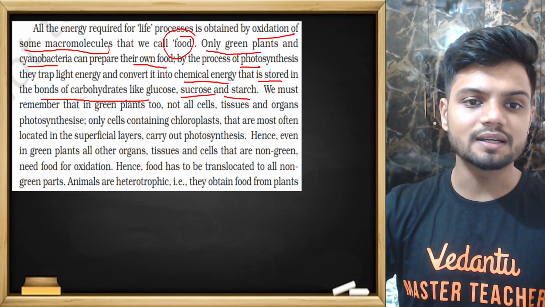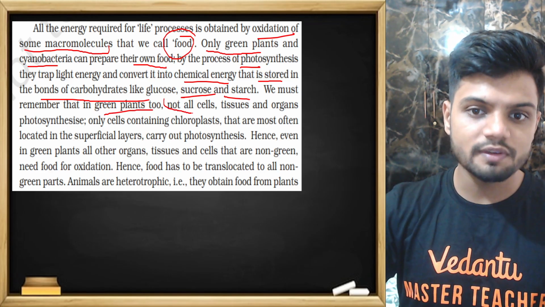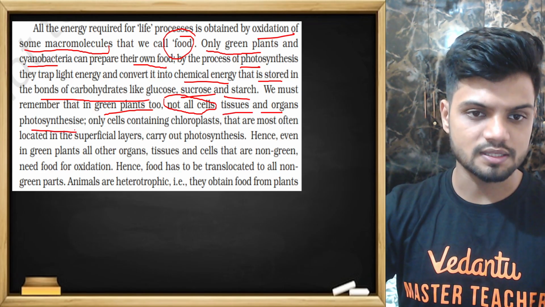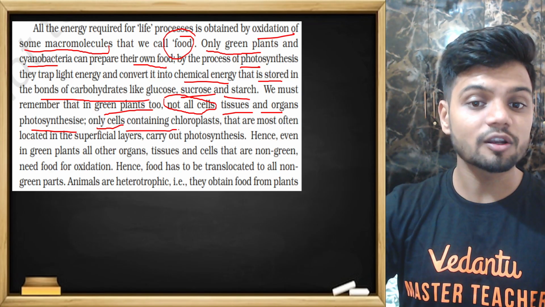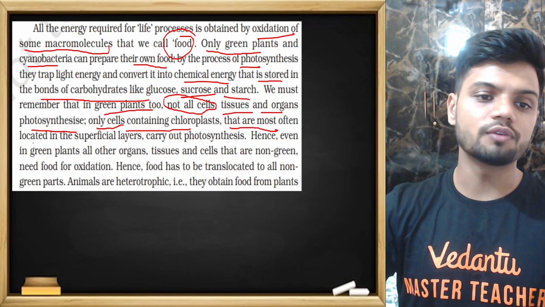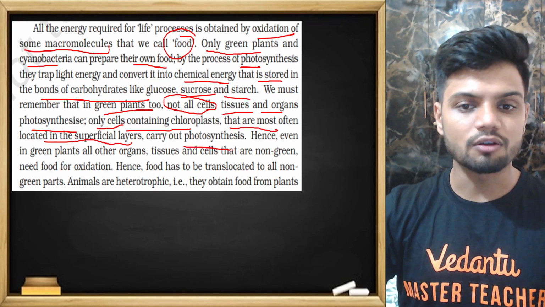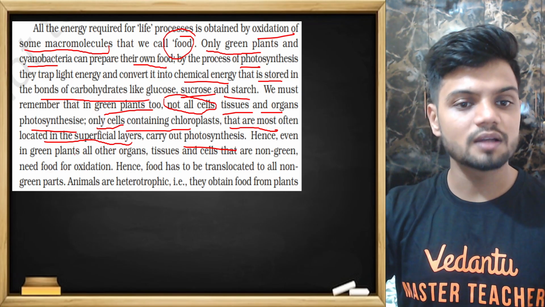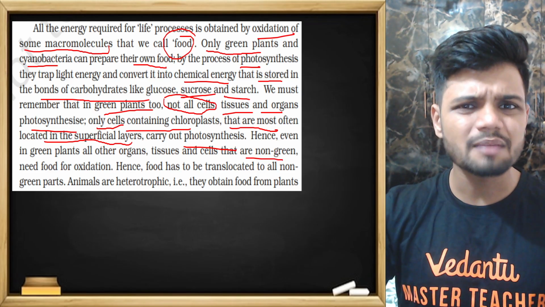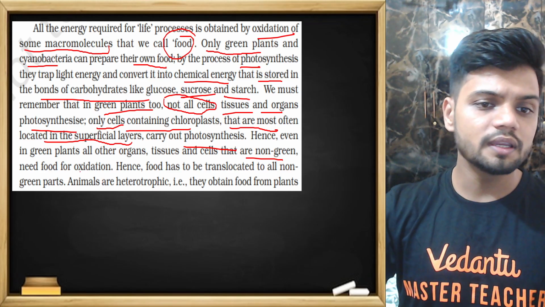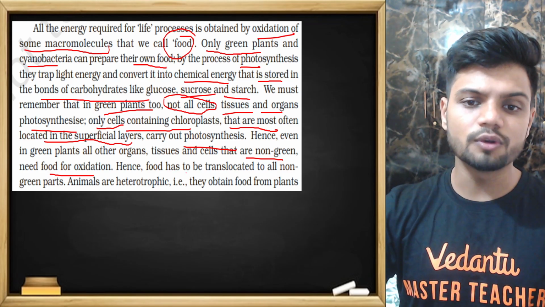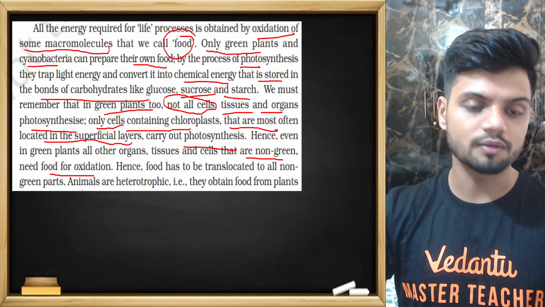We must remember that in green plants too, not all cells, tissues, and organs photosynthesize. Only cells containing chloroplast, green parts, green stem, green leaf, that are most often located in the superficial areas, can photosynthesize. Hence, even in the green plants, all other organs, tissues, and cells that are non-green, root, stem, branches, flower, need food for oxidation. So they also need food. Hence, the food has to be translocated to all the non-green parts.